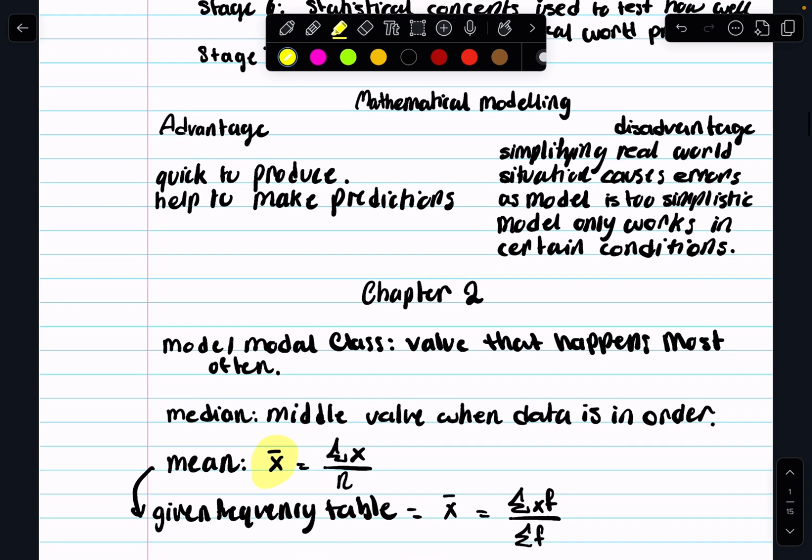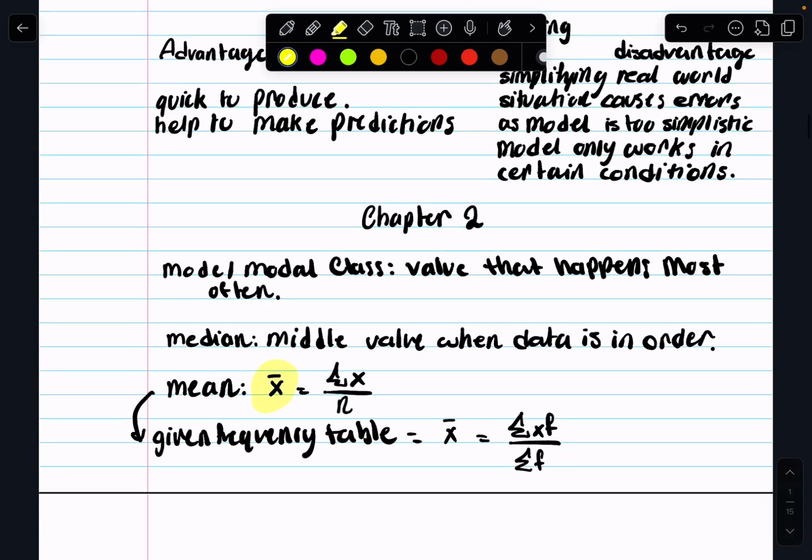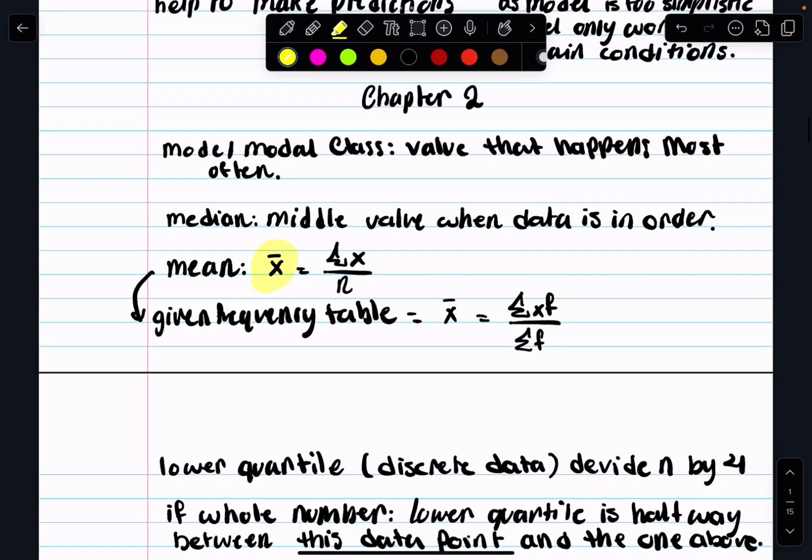Advantages and disadvantages. Advantages: it's really quick to make, and it helps you make predictions. Disadvantages: you're simplifying a real world situation. That causes a bit of error because the model may be too simplistic, or the model only works in certain conditions because you're practically not thinking of other circumstances. You're making it oversimplified, so it might not even work.